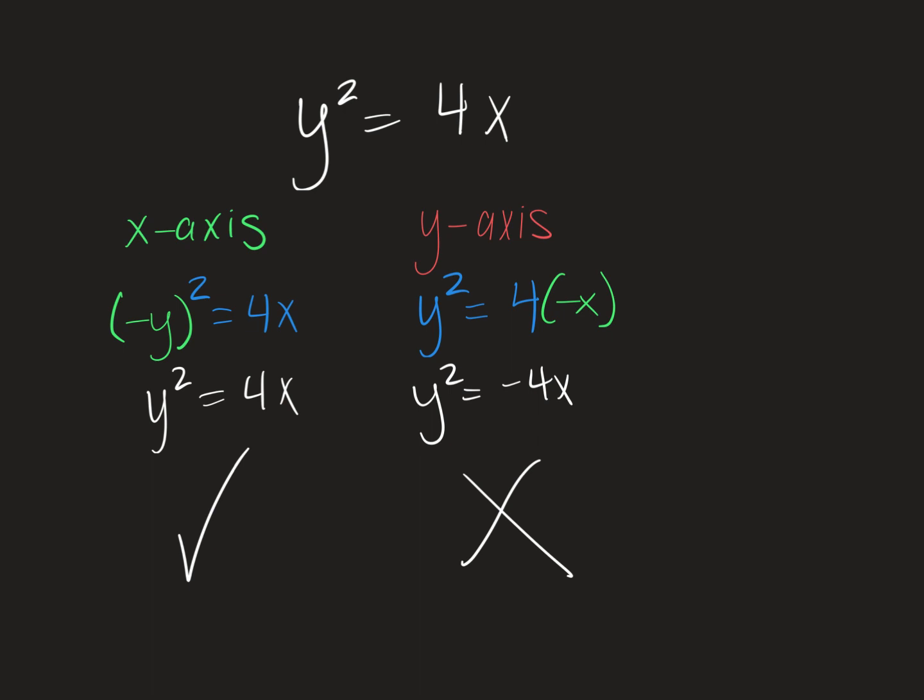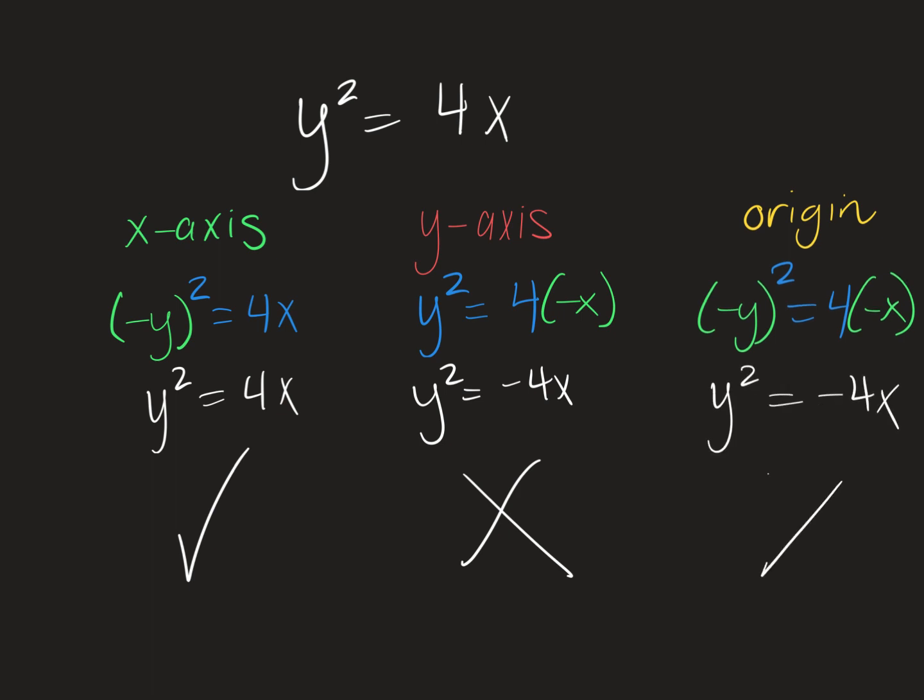So then when we do the origin, we are replacing both. So we are going to have negative y squared and negative x. We know that negative y squared is the same as positive y squared, and that still stays negative 4x, so there is not origin symmetry. It has to match what you have at the beginning. So there's not going to be origin symmetry if not both of the x and y axis symmetries are there? Yes, typically.